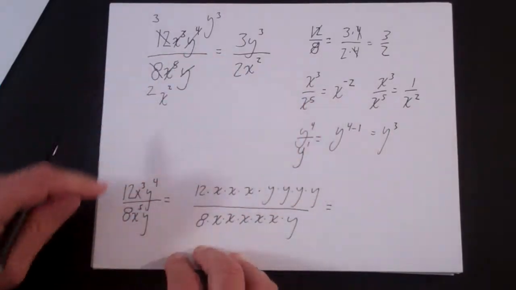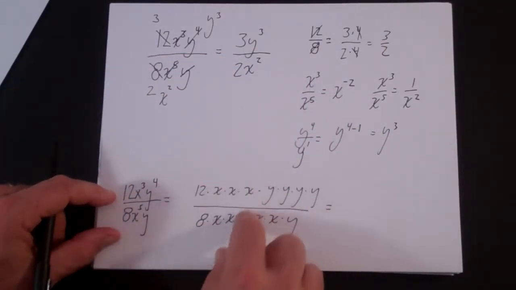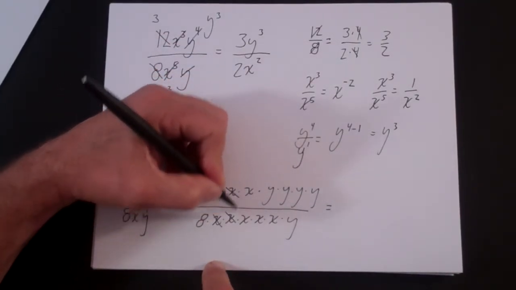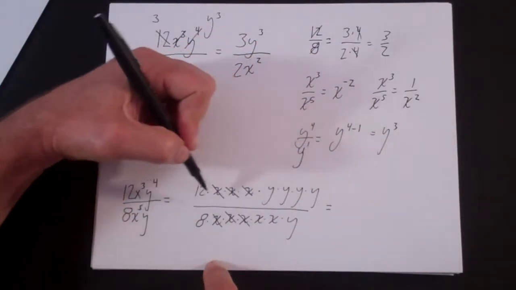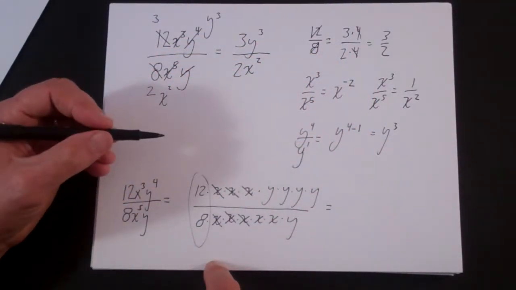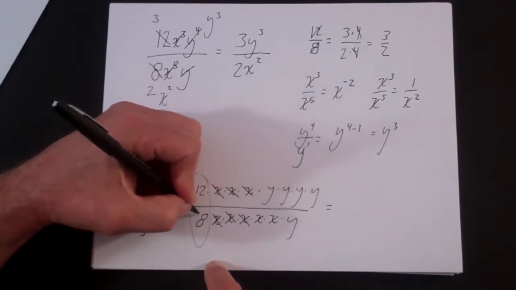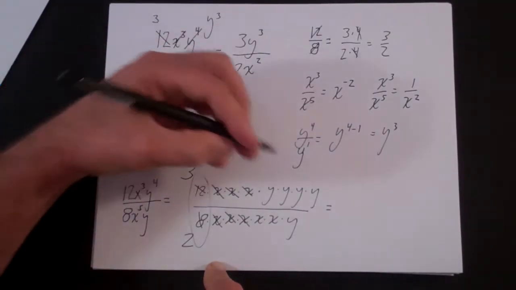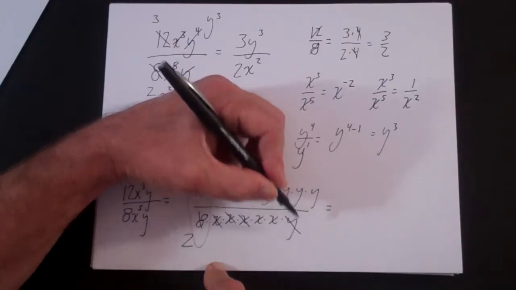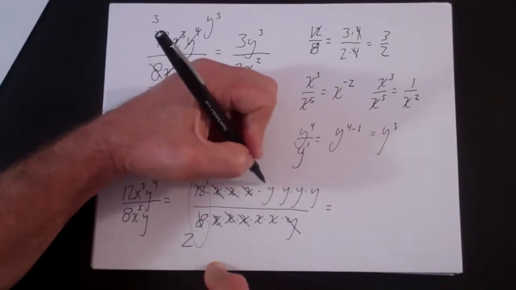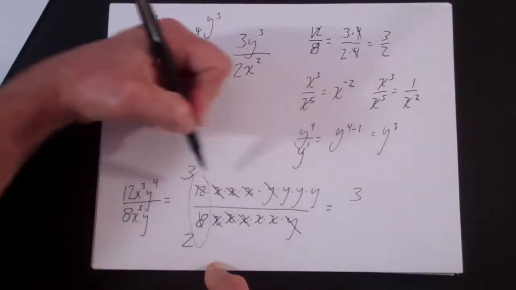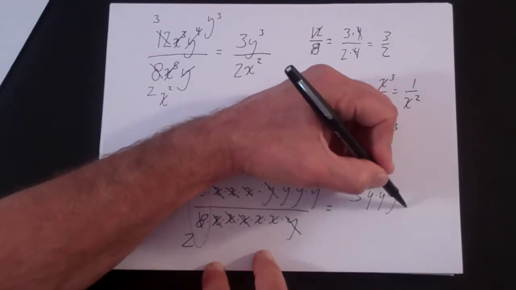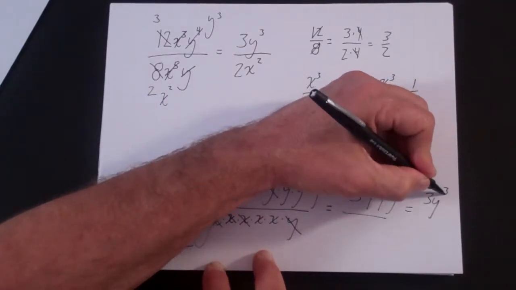And sometimes what I do is I think, even though I don't write it out, I think of it in my head like this. Now what happens here is this x cancels with this x with this x, and this x with this x. The 12 and the 8 cancel because both of them have a 4 in common, so that becomes a 3, and that becomes a 2. Let's look at the y's. You have 4 y's on top, 1 y on the bottom, so 1 y in the denominator cancels with 1 in the numerator, and you end up with 3 times y times y times y, which is 3y cubed, or 3y to the third.